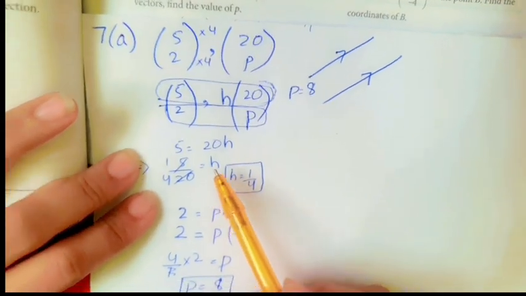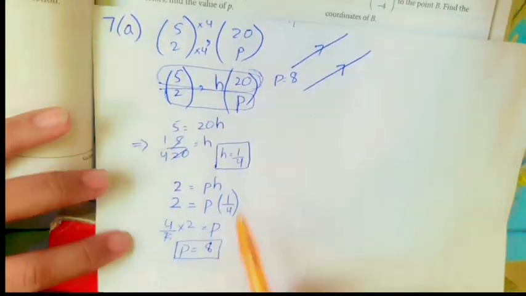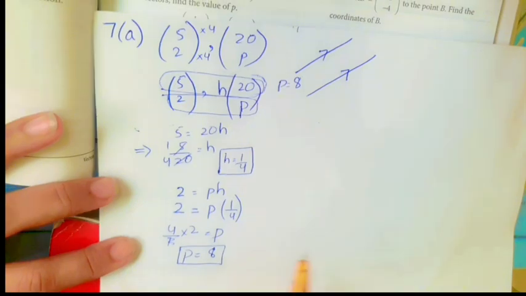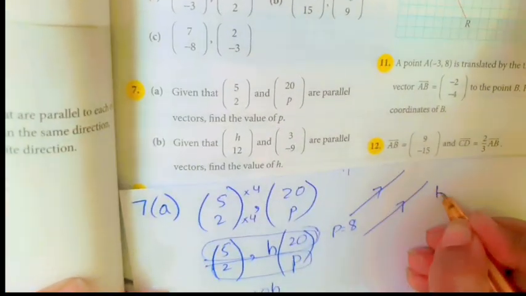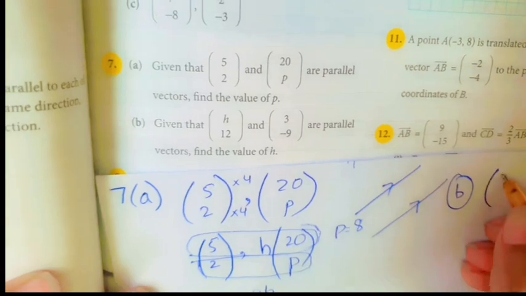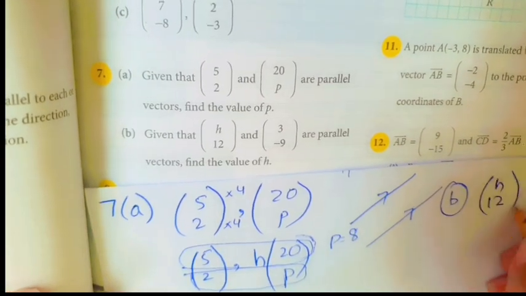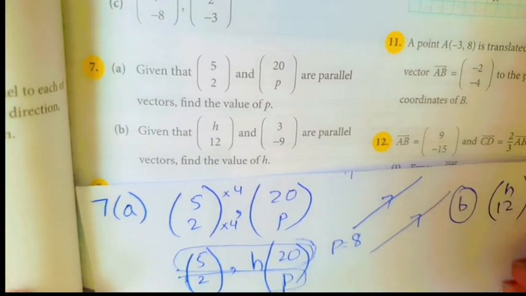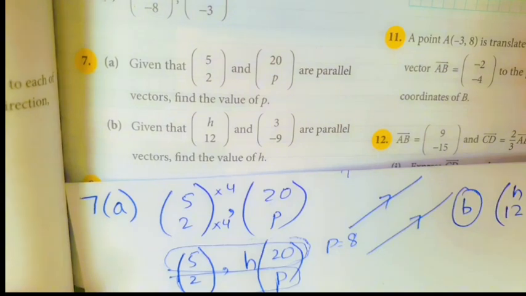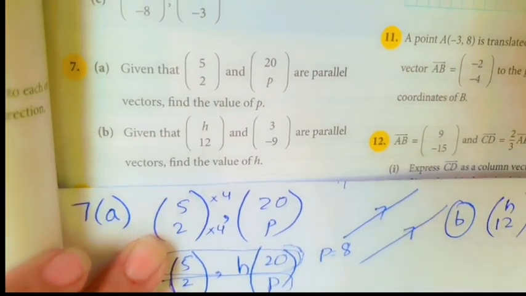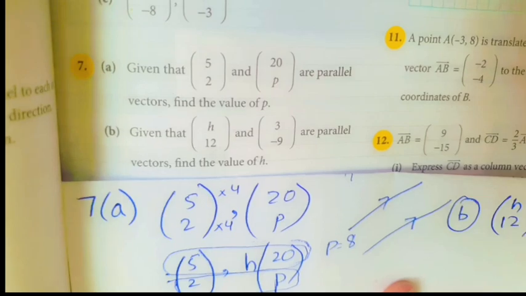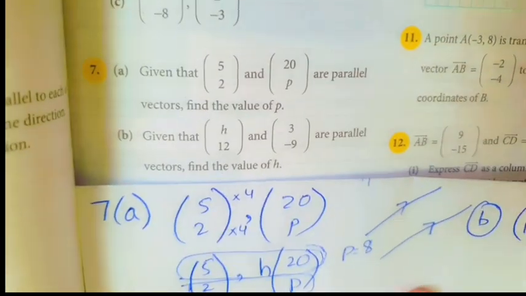And if you want to do it by a proper method, this is the proper method. So this was part A. Now move to part B. Given that (h, 12) and (3, -9) are parallel vectors, find the value of h. Now I am telling you how to solve it by the simple method as well as by the proper method.